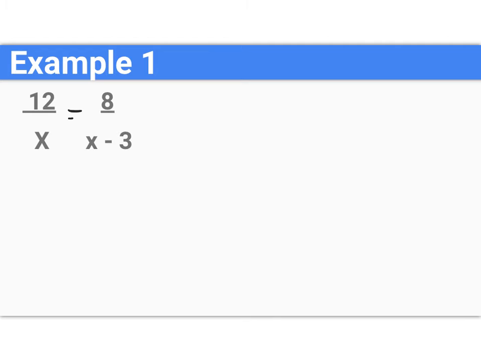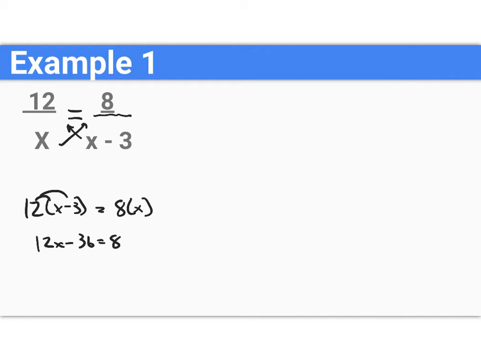Okay, so in our first example, we got 12 over x equals 8 over x minus 3. And so what I'm going to do is cross multiply. So you get 12 times x minus 3 equals 8 times x. And when we distribute, you get 12x minus 36 equals 8x. We're going to subtract 8x from both sides. 12 minus 8 is 4x minus 36 equals 0.